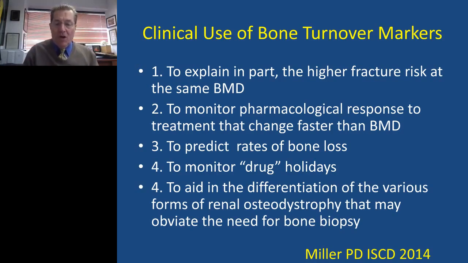They can also be used to predict the rate of bone loss. There's data to suggest that higher markers will predict higher rates of bone loss. We'll talk about holidays. And for those of us that do renal bone disease work, and since I do most of the bone biopsies for the Rocky Mountain region, and not everybody has access to bone biopsies or bone biopsy reading, there's recent data suggesting that specifically measuring parathyroid hormone, which we won't talk about today, or the bone-specific alkaline phosphatase may help discriminate among some of the different forms of renal bone disease or renal osteodystrophy, and in some cases may obviate the need for a bone biopsy.